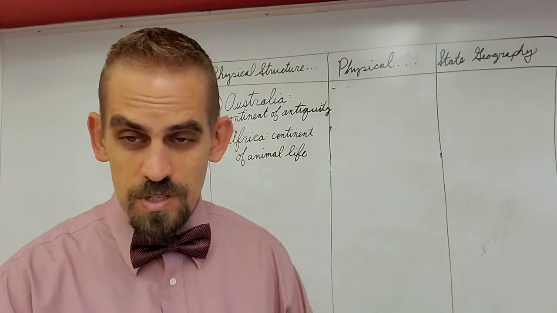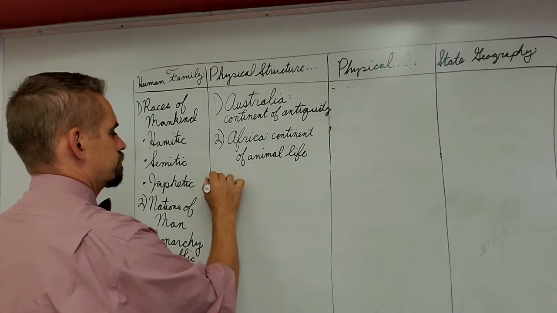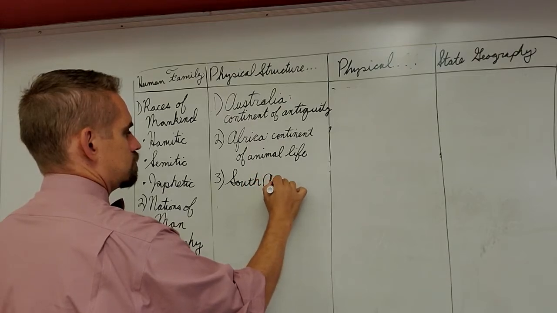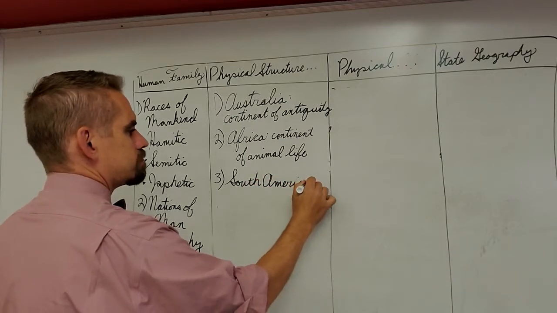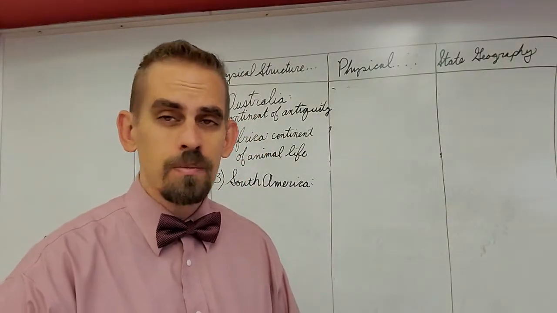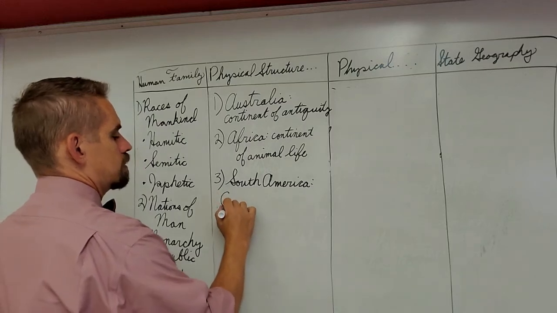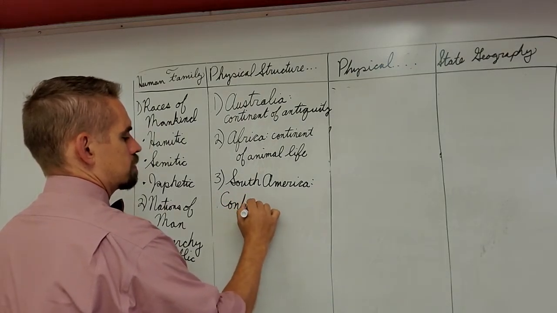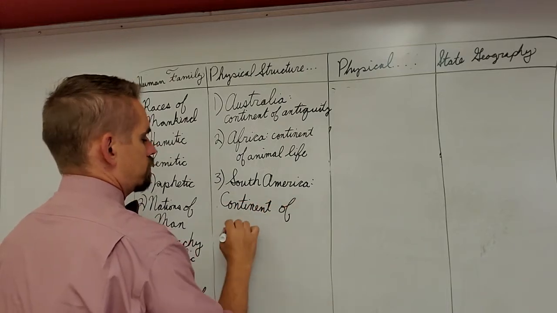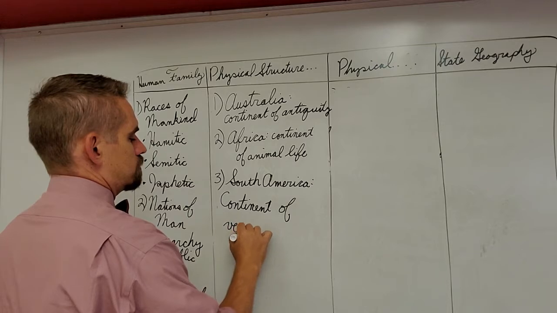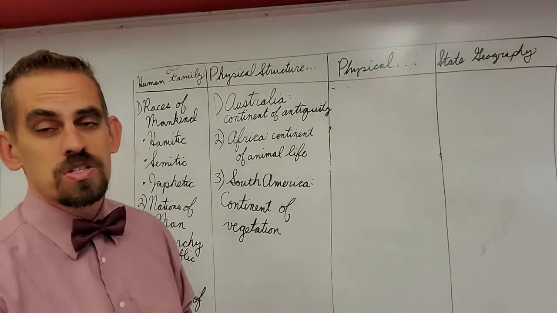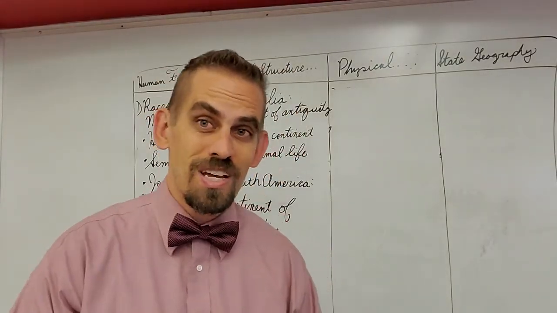And then lastly, South America. What do you think South America is known for? It's going to be continent of vegetation. Why? Because there's such diversity of vegetation in South America.